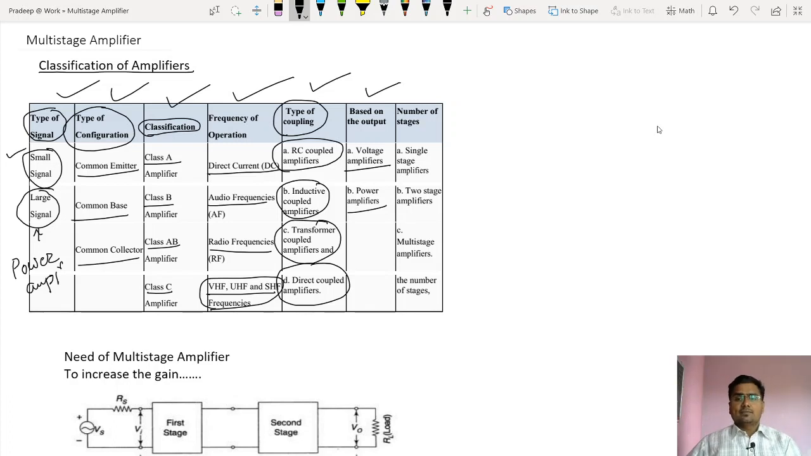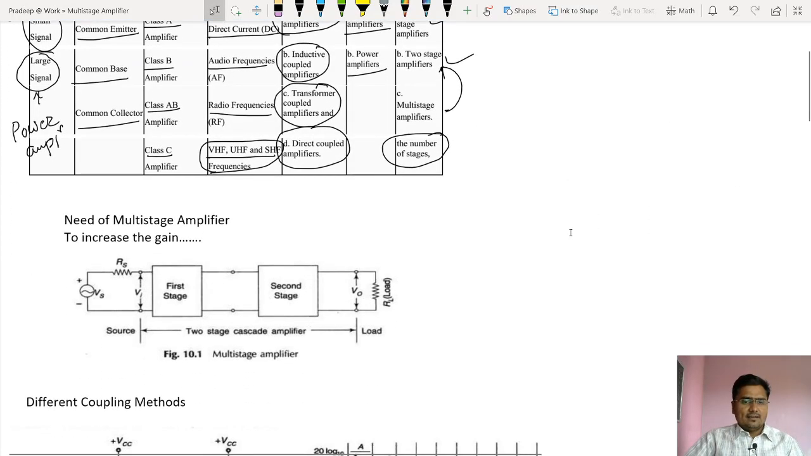Then again, number of stages. The basic thing that we are going to discuss in this chapter is a single stage, that previously we have studied. Then two stage, which is a part of multi-stage also. They depend upon how many stages are there in the amplifier. If there is only one stage, I'll call it a single stage amplifier. Two stages, a two-stage amplifier. More than two stages, a multi-stage amplifier. Like this, I can have n number of stages, like an n stage amplifier. So this is the way one can classify the amplifier.